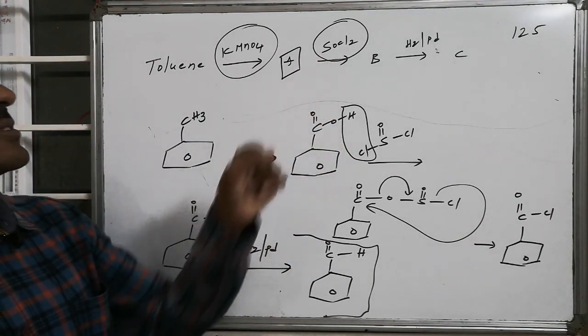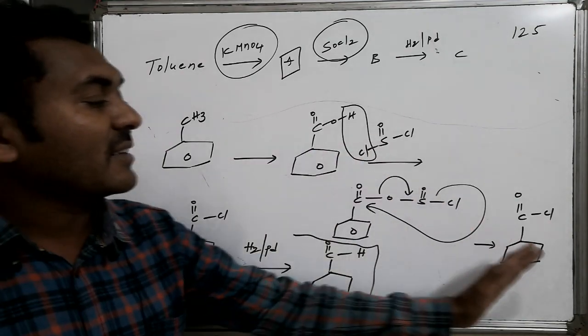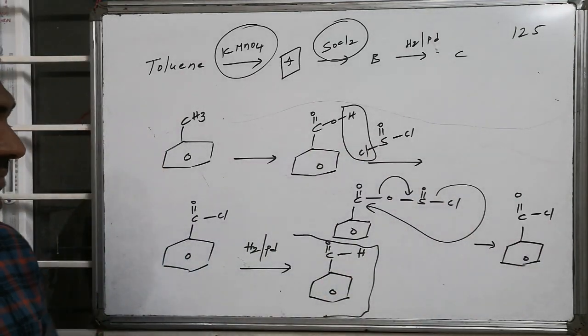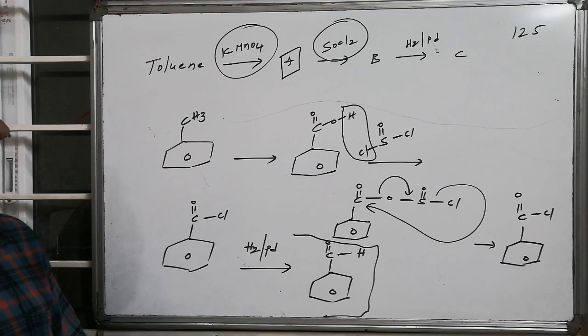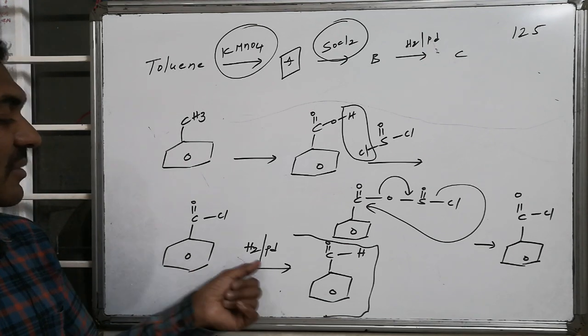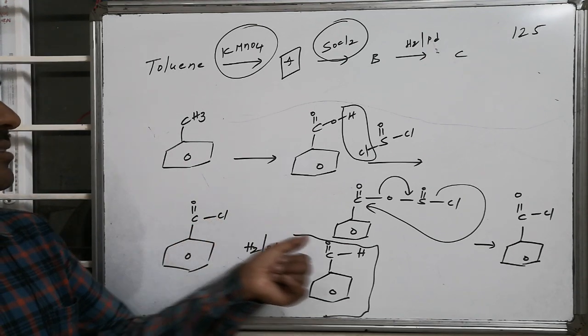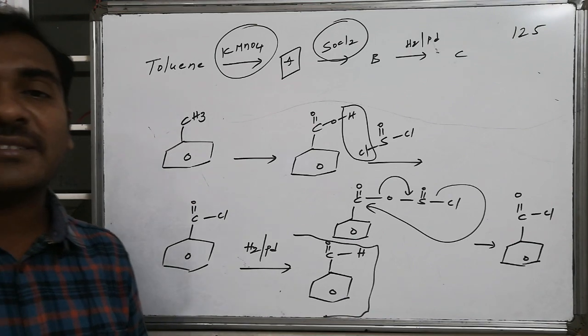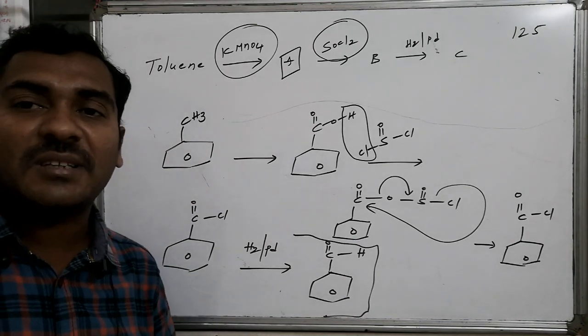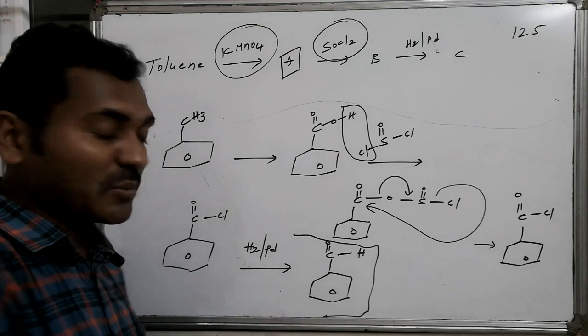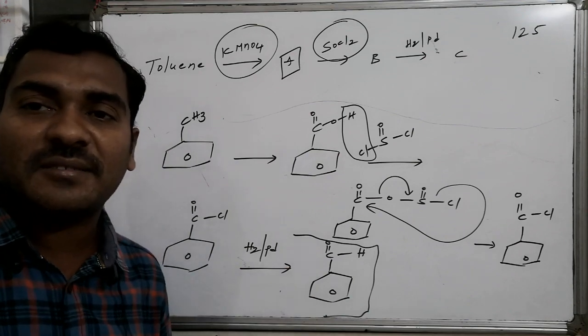This one on reaction with thionyl chloride finally results in benzoyl chloride. This benzoyl chloride on reaction with hydrogen in the presence of palladium undergoes reduction. Chlorine is replaced by hydrogen, resulting in the formation of benzaldehyde. This reaction is said to be Rosenmund reduction.